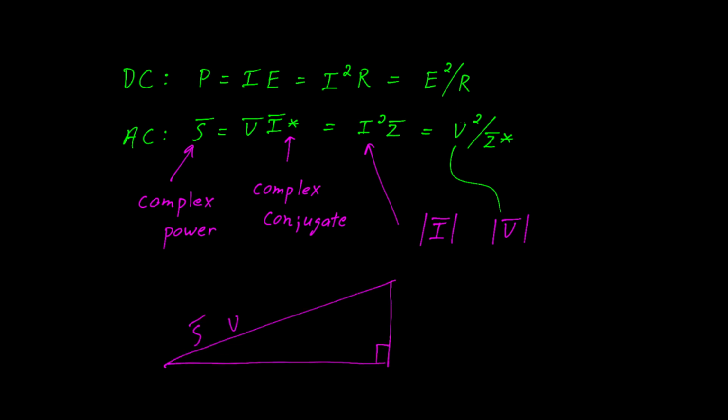At this point, it's useful to review our power triangle. Here we have S on the hypotenuse as volt amperes. We have P as real power on the base as watts. And we have reactive power as Q in volt amps reactive.